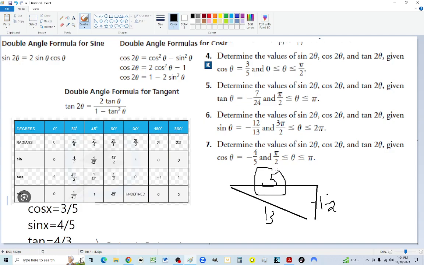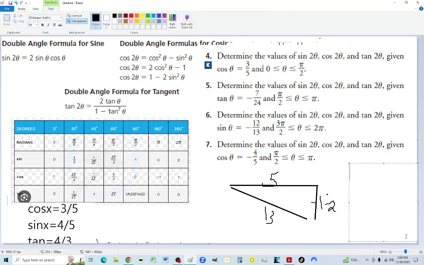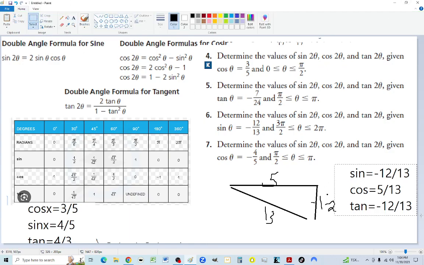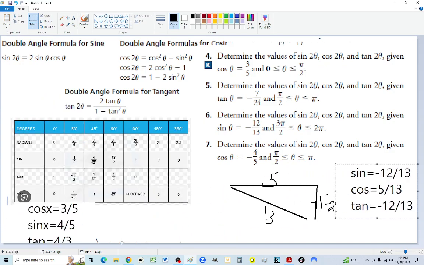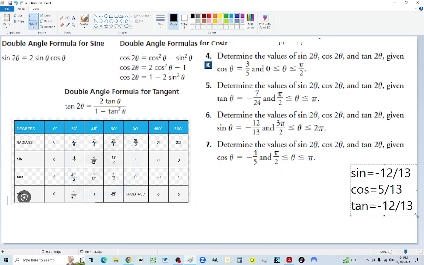And it's positive because we're in quadrant 4. Sine is equal to minus 12 over 13. Cos is equal to 5 over 13, which is why it's positive. And tan is equal to minus 12 over 5. And you just put those on the side. We'll leave them there, or you can shrink them, actually.